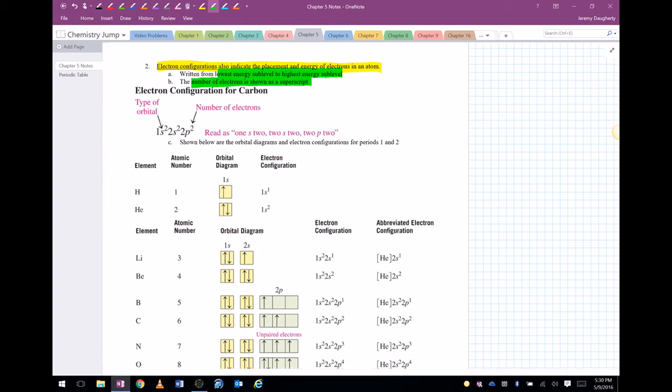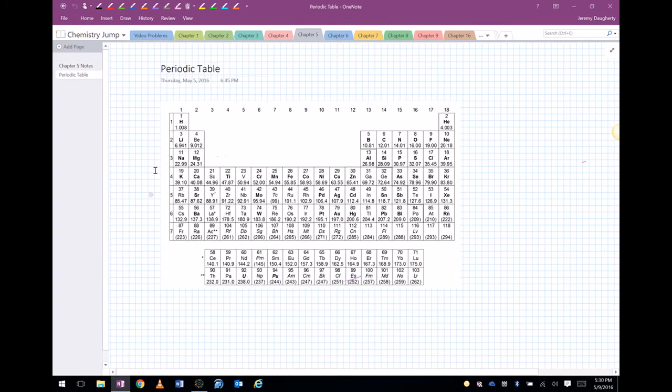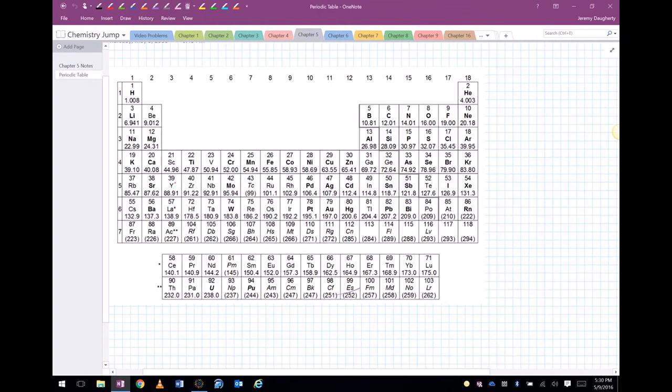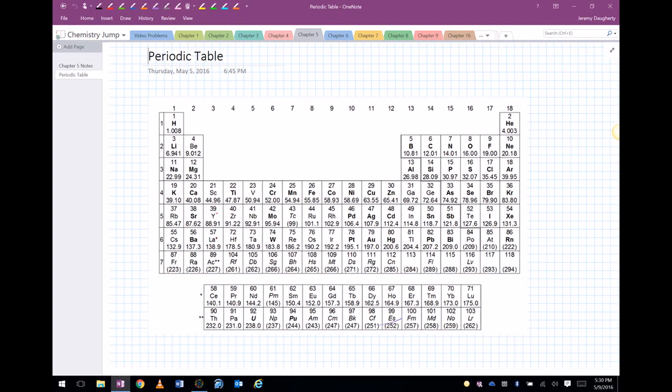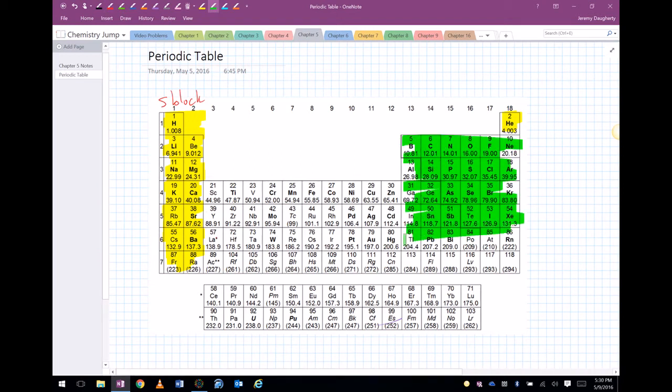Let's go to a periodic table real quick. So I just happen to have one over here. So here's this periodic table. All right, and a couple things that you need to know for electron configuration. All right, so first, groups 1 and 2, and that includes helium. Those are what are called the S block. So that's the S block. Okay, now groups 13 through 18. These are what are called the P block.